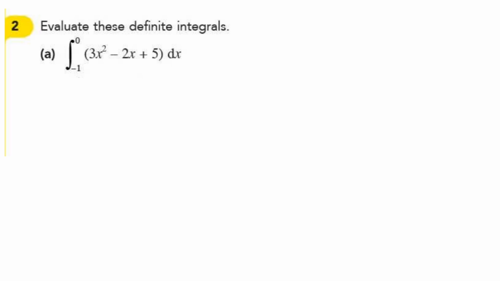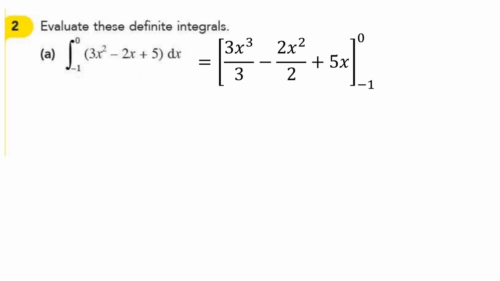Right, let's look at question 2a. So what we need to do first is to integrate 3x squared minus 2x plus 5. And that gives us 3x cubed over 3 minus 2x squared over 2 plus 5x. The upper limit will be 0, the lower limit is negative 1.